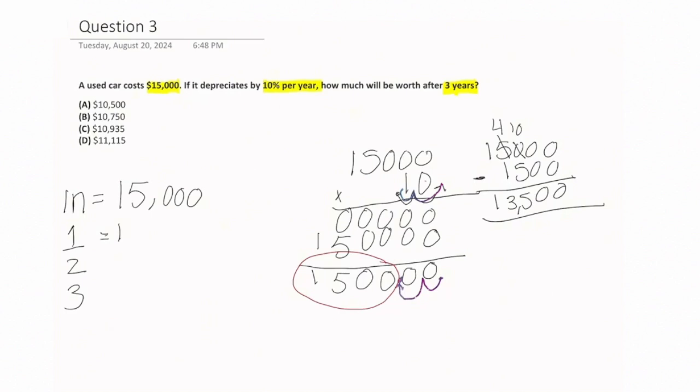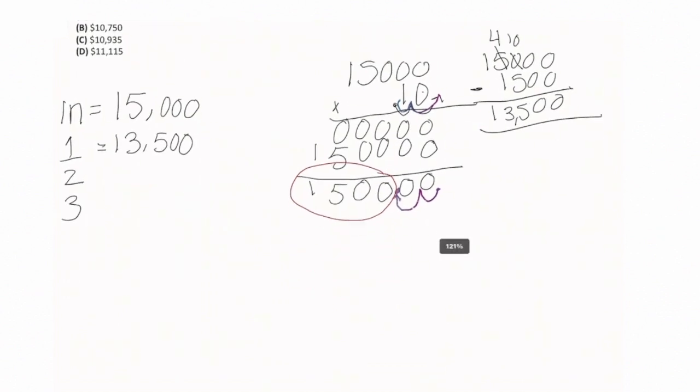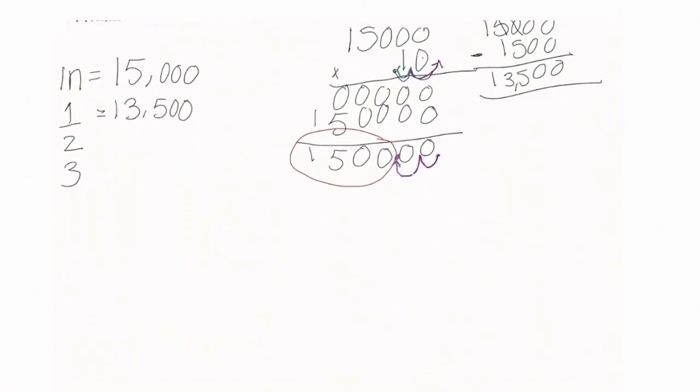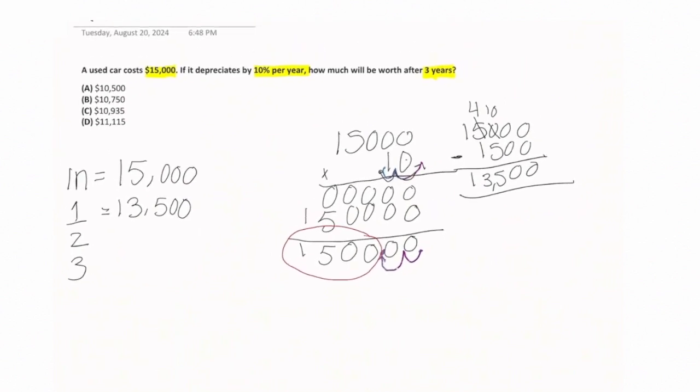Now we need to figure out how much the car will be worth after 2 years with another 10% depreciation from the year 1 amount, not the initial amount. So we will do the exact same process again, where we move our decimal point over 2 times to the right in order to find the amount of the 10% of 13,500.